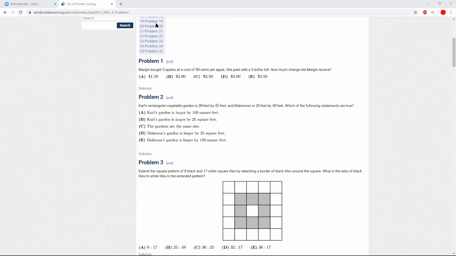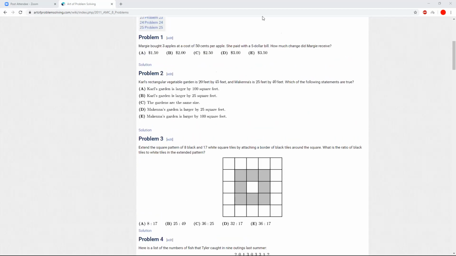So I'll give you guys like 20 seconds for this one, and you should get the answer. All right, yeah, this one's pretty easy. We just do 5 minus 3 times 0.5, and we get E. All right, we should be getting that one pretty fast.